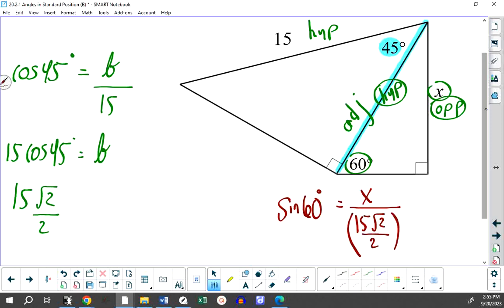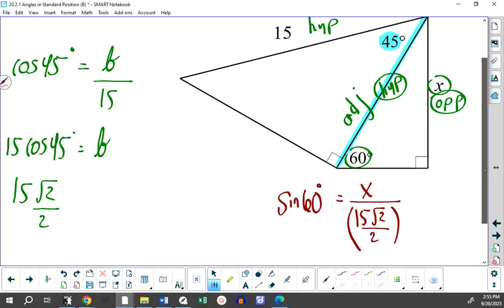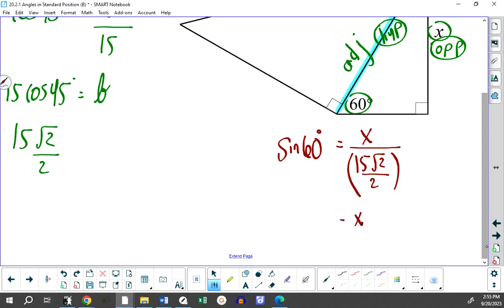Don't let this beast in brackets scare you. It's just a number. We don't want it as a decimal, but it's just a number. Just leave it the way it is. What that tells me now is that x will be equal to 15 root 2 over 2 times sine of 60.